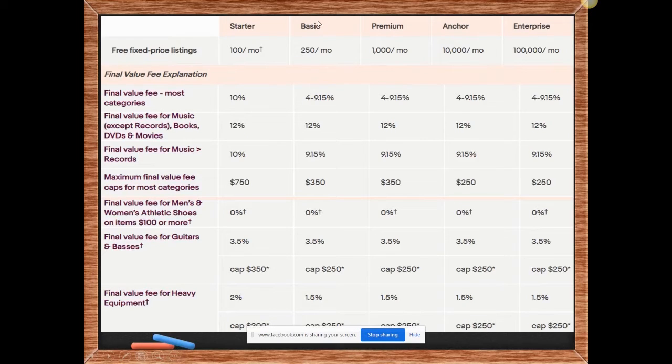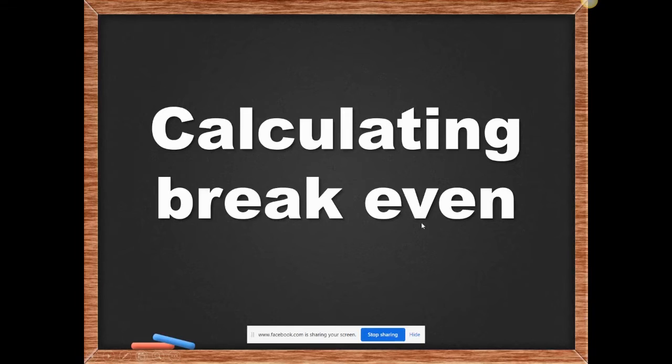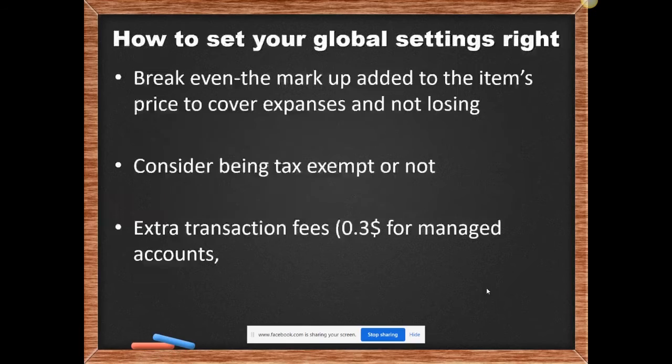So don't be cheap. Pay for it. Pay for the subscription. It will help you with the fees. Again, it's very, very important. Even 1%. So let's talk about the other components of breaking even.